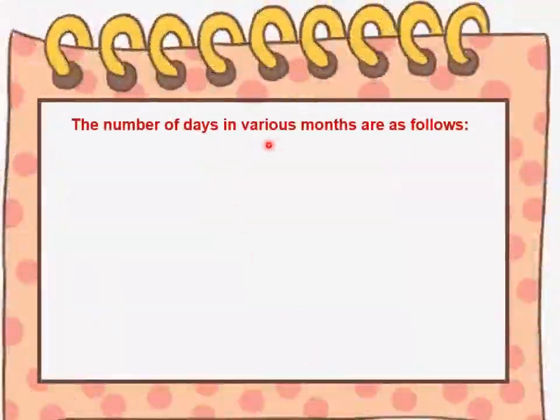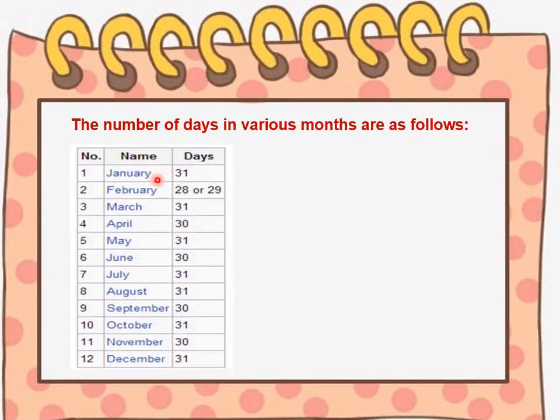The number of days in various months are as follows. In January there are 31 days, in February 28 days or 29 days. If it is a leap year, then 29 days, otherwise in an ordinary year 28 days. Then March 31 days, April 30 days, May 31 days, June 30 days, July 31 days, August 31 days, September 30 days, October 31 days, November 30 days, December 31 days.